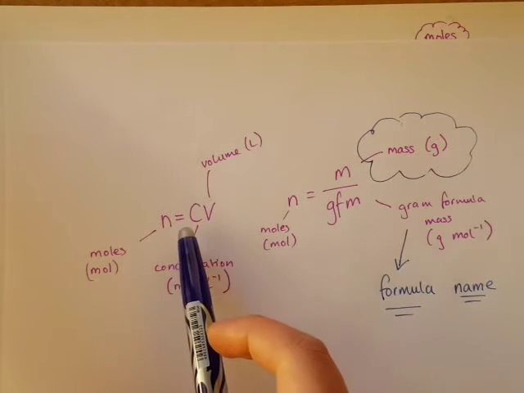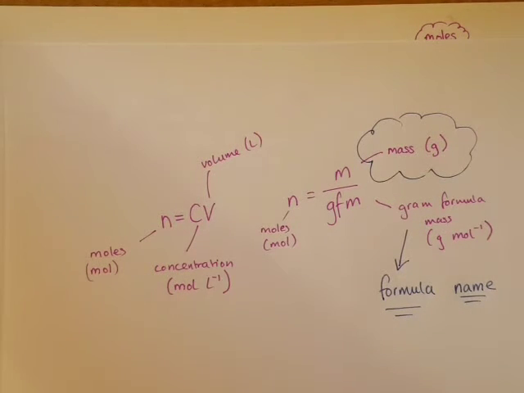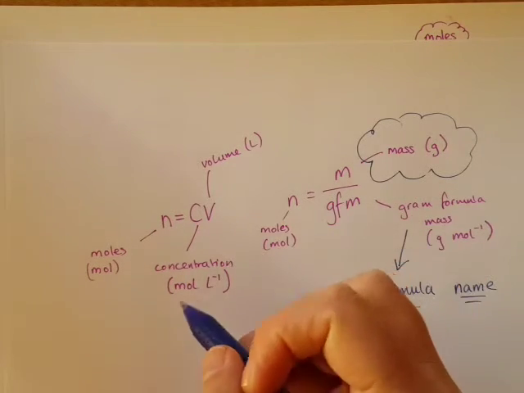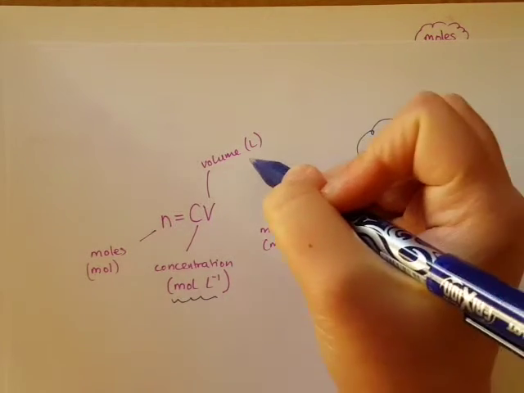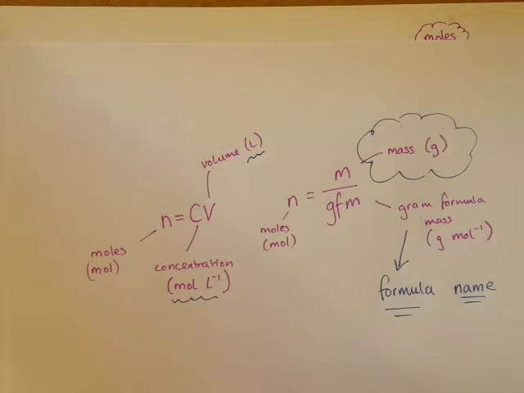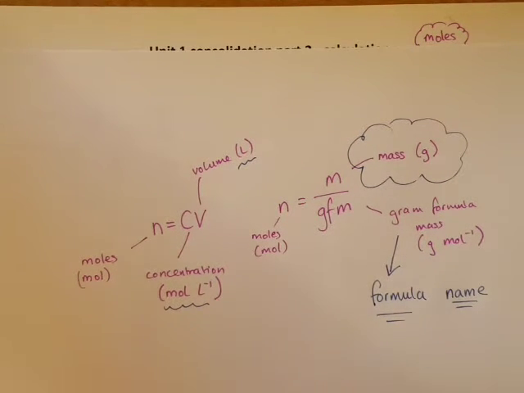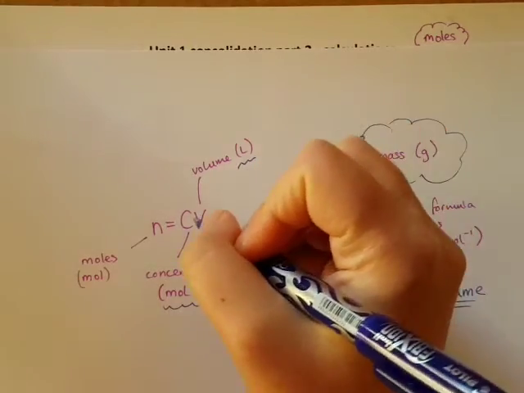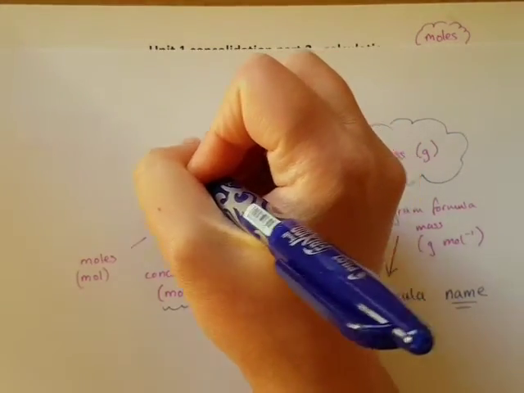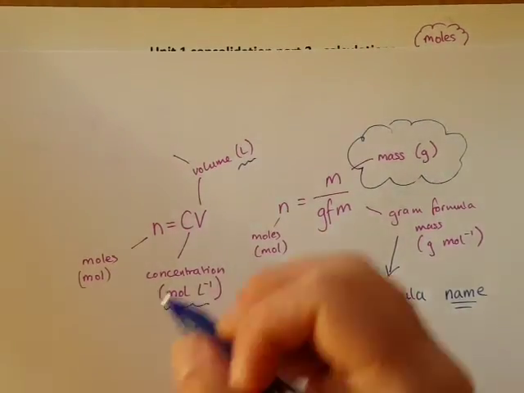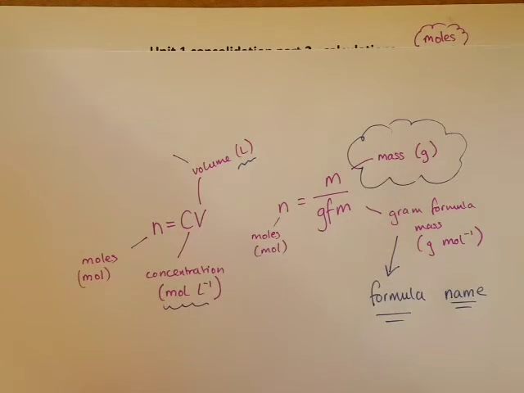However, if we are given a concentration and a volume in the question, then we will need to use n equals CV. So you're looking out for the units. That will tell you what type of information you're given. One thing to remember though, volume is measured in litres in this equation, but it can also be measured in other units. What other units can you remember for volume?